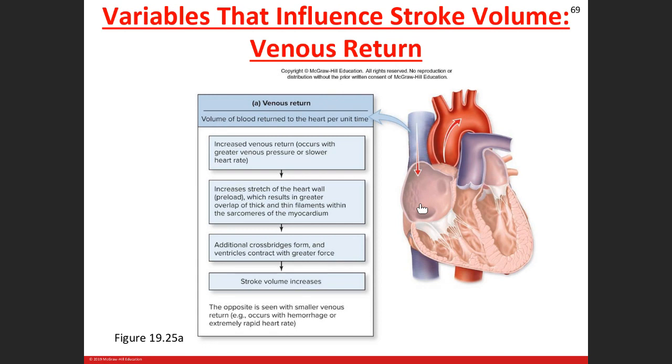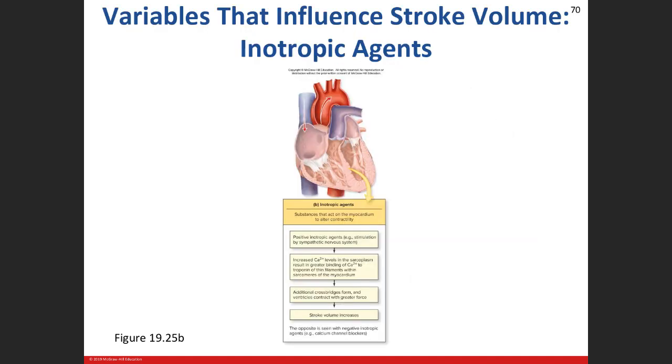We're going to invoke Starling's Law: increased overlap between our thick and thin filaments, and they will contract and cause a larger volume of blood to enter into the ventricles. The same thing will happen when those ventricles have a greater amount of stretch. Starling's Law then says that will cause a larger amount to be ejected as our stroke volume. So if we increase our venous return, we increase stroke volume. If we decrease our venous return, we decrease our stroke volume. Less stretch, fewer cross bridges. Keep that in mind.